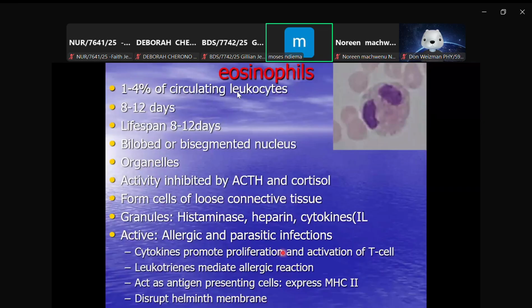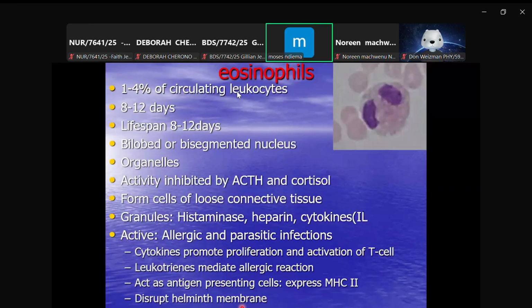So eosinophils constitute 1 to 4% of the cells in circulation, with a lifespan of 8 to 12 days. After that, they will be removed from the body.